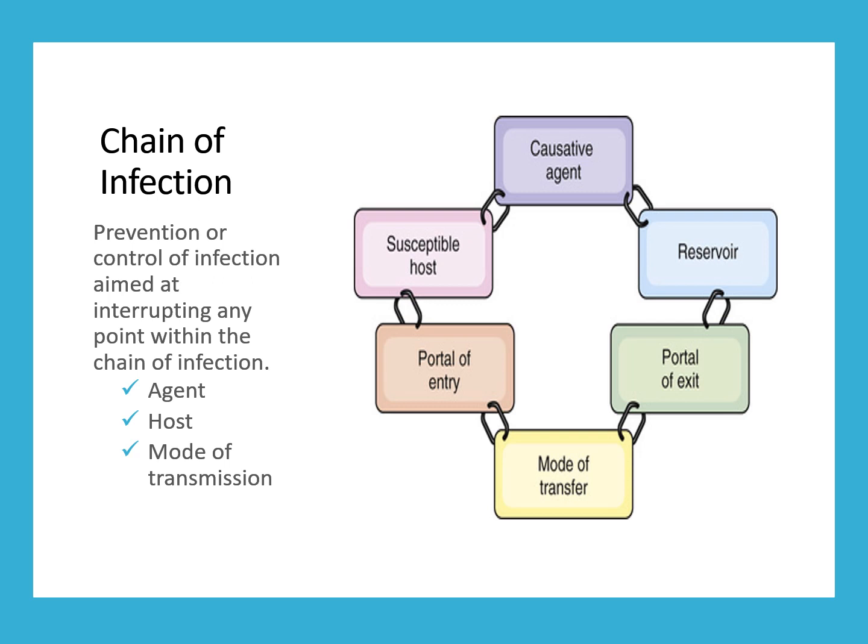There are three very important aspects in the chain of infection. These are the interaction between the agent, the host, and the mode of transmission. A reservoir is the place where the pathogen is routinely found. This reservoir can be living, such as people, animals, insects, or it can be inanimate or non-living. It can be found in soil, in water, or on surfaces.